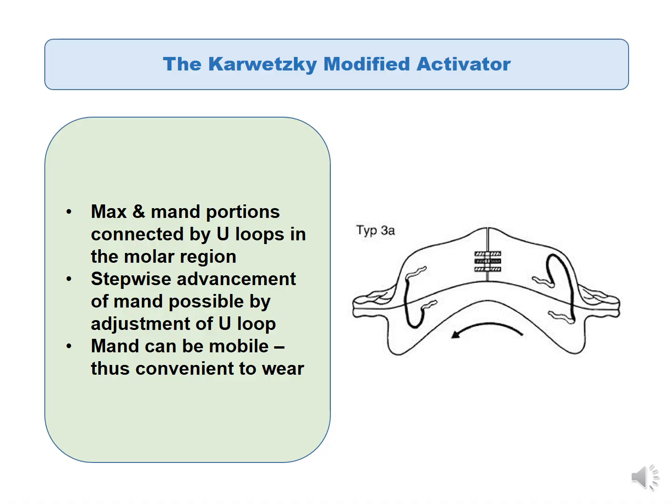Now the Klammt modified activator has maxillary and mandibular portions connected by U-loops in the molar region. This again allows a stepwise advancement of the mandible, made possible by the adjustment of the U-loop. The mandible can be more mobile, and thus it is more convenient to wear the appliance.